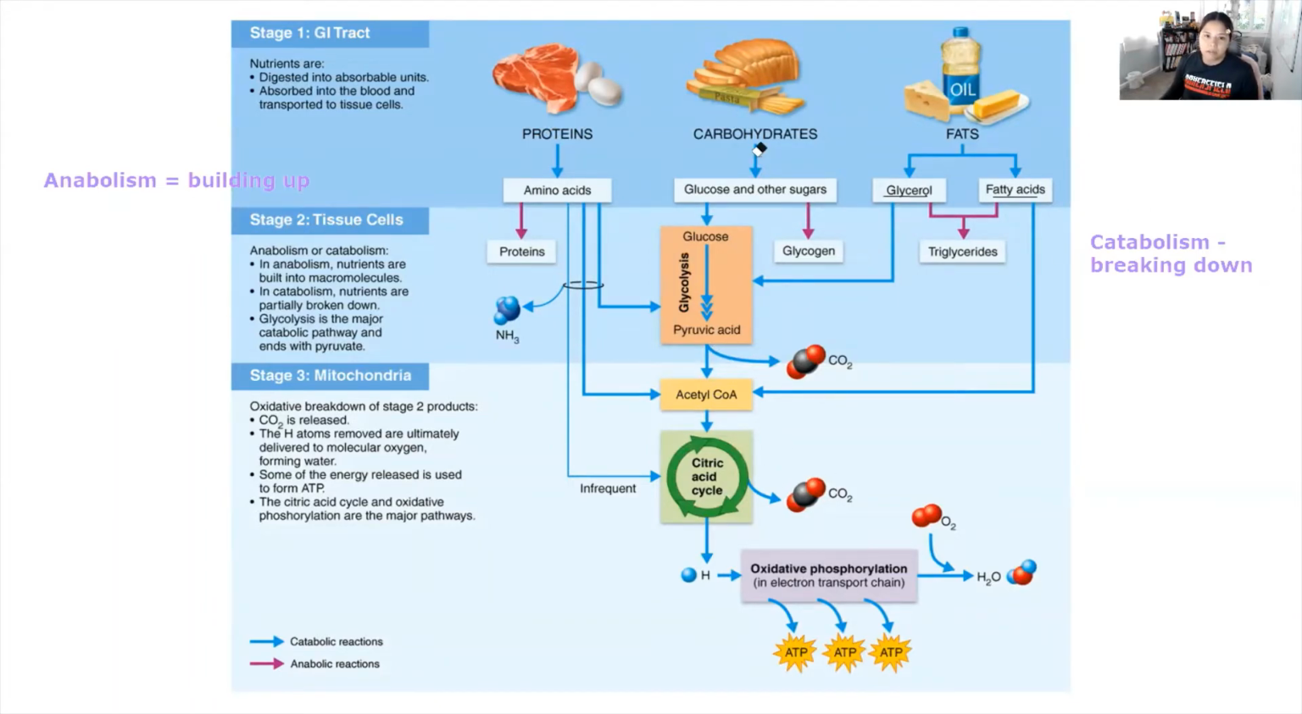Now for anabolism, with fats, we can actually put those glycerol and fatty acids back together to make different types of triglycerides that our body needs. So we would store those in those forms. So again, anabolism is building things up while catabolism is breaking things down. And then the last stage of metabolism is what happens at the mitochondria, which is going to be your citric acid cycle, and then your electron transport chain.